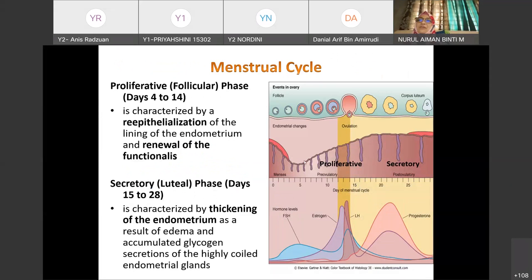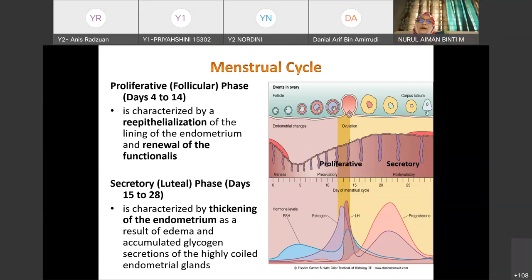So, this is the proliferative phase just now. Day 14 is the day of ovulation. So before the day of ovulation, the uterus will be prepared for a good environment for implantation. It is characterized by re-epithelialization of the lining of the endometrium and renewal of the functional layer.